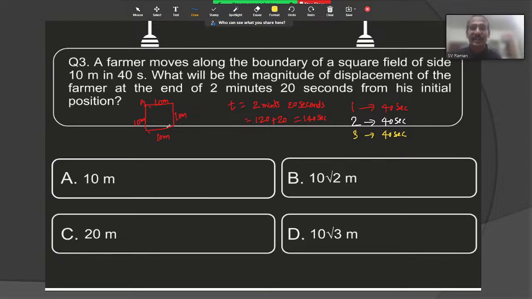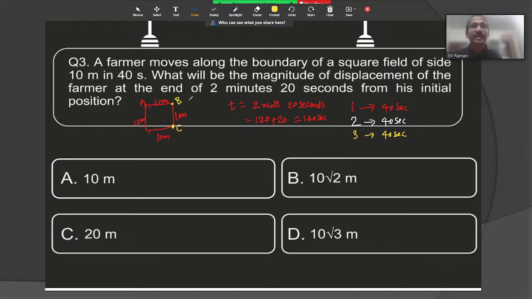So 120 seconds, 3 rounds I made. Now one round came in 40 seconds, and 20 seconds, where shall I stop? At here. Okay, at this point I have stopped. So half of the distance I covered in 20 seconds, the remaining half I can cover in the next 20 seconds. So that is the reason I have stopped over here. Let's say this is point C.